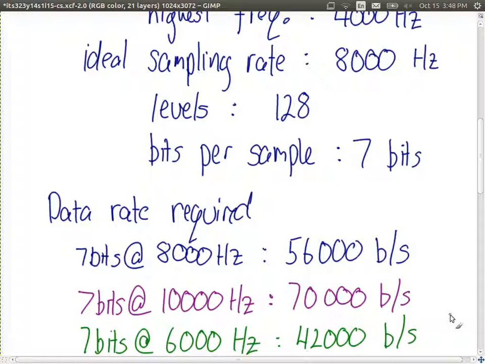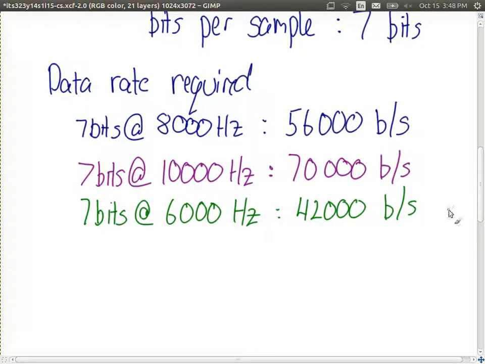Which one is best with respect to data rate required? Just make sure everyone's clear. With respect to data rate required, which one's best? Blue, purple, or green? The lowest one, green. Remember, data rate required is, let's say I have a link that supports 1 megabit per second. I have a link from A to B. And the data rate is 1 million bits per second.